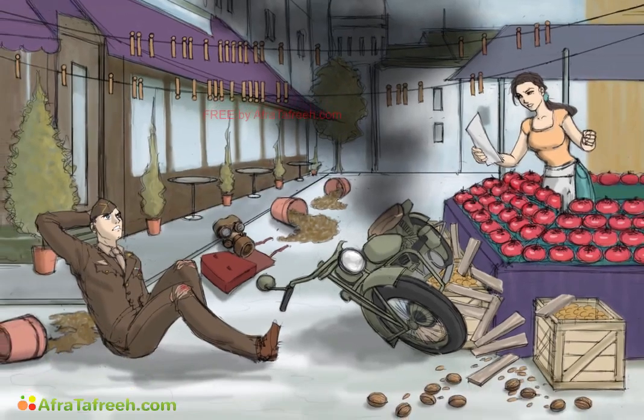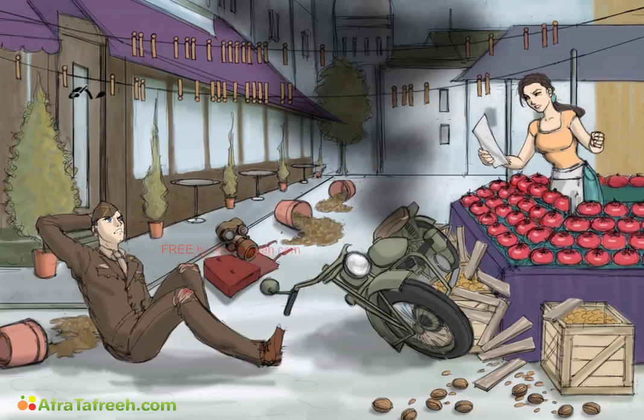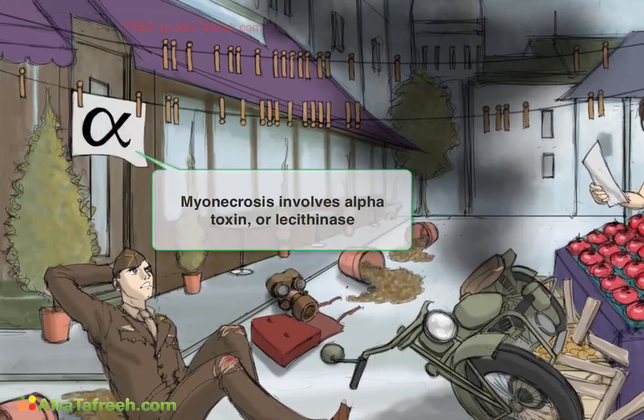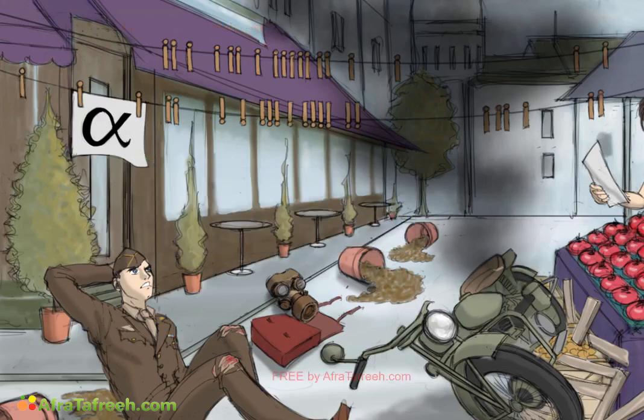The mechanism behind the necrosis involves an alpha toxin. It's important for you to remember the name of this toxin, so before jumping into it, let's draw an alpha flag hanging from the clothespins. The alpha toxin is a lecithinase, which means it cleaves lecithin, which is a phospholipid, and causes damage to cell membranes by damaging the lipoproteins.